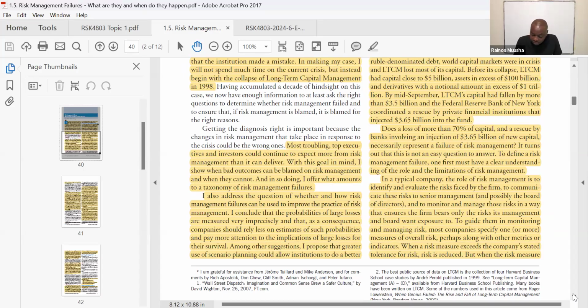To define a risk management failure, one first must have a clear understanding of the role and limitations of risk management. In a typical company, the role of risk management is to identify and evaluate the risks faced by the firm, to communicate these risks to senior management and possibly the board of directors, and to monitor and manage those risks in a way that ensures the firm bears only the risks its management and board want exposure to.